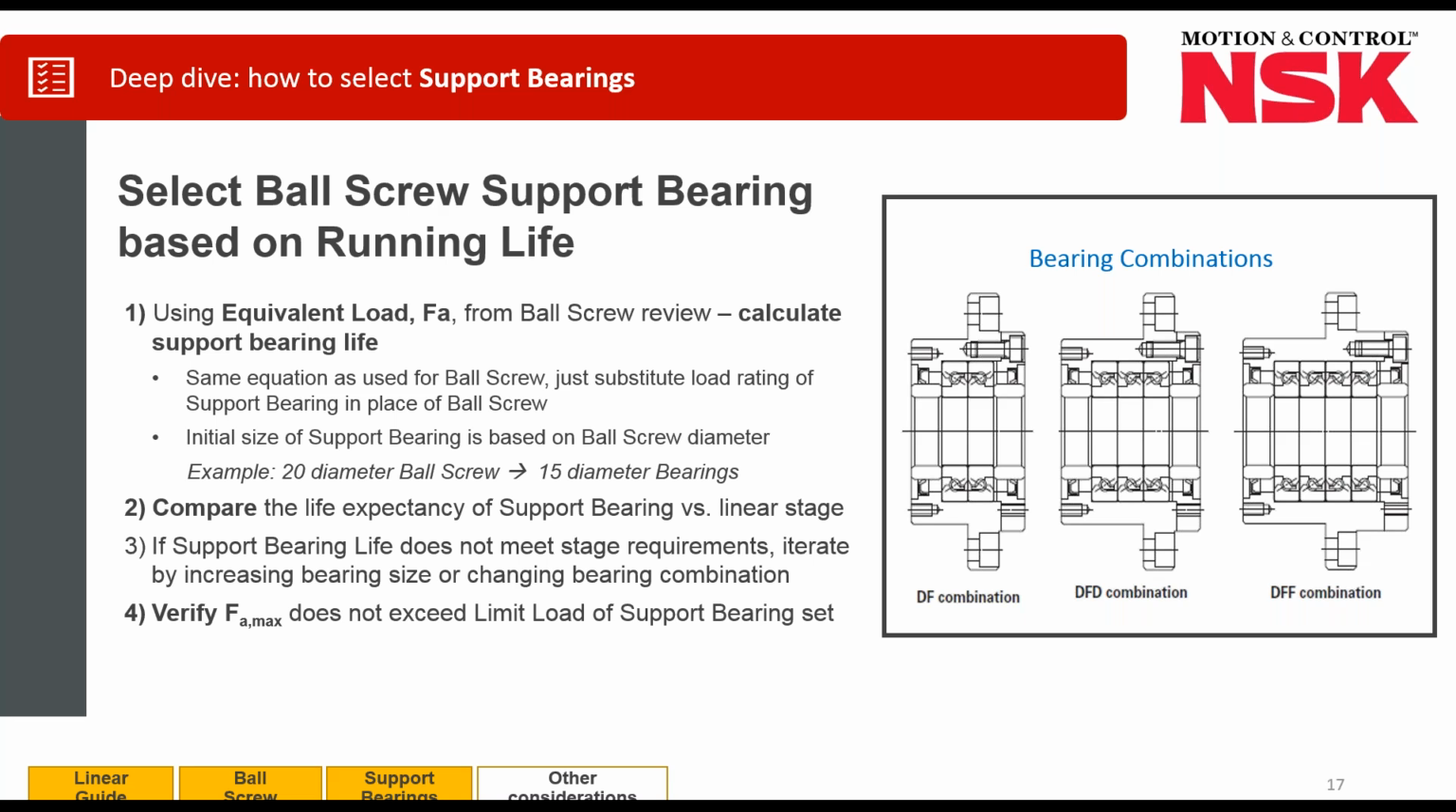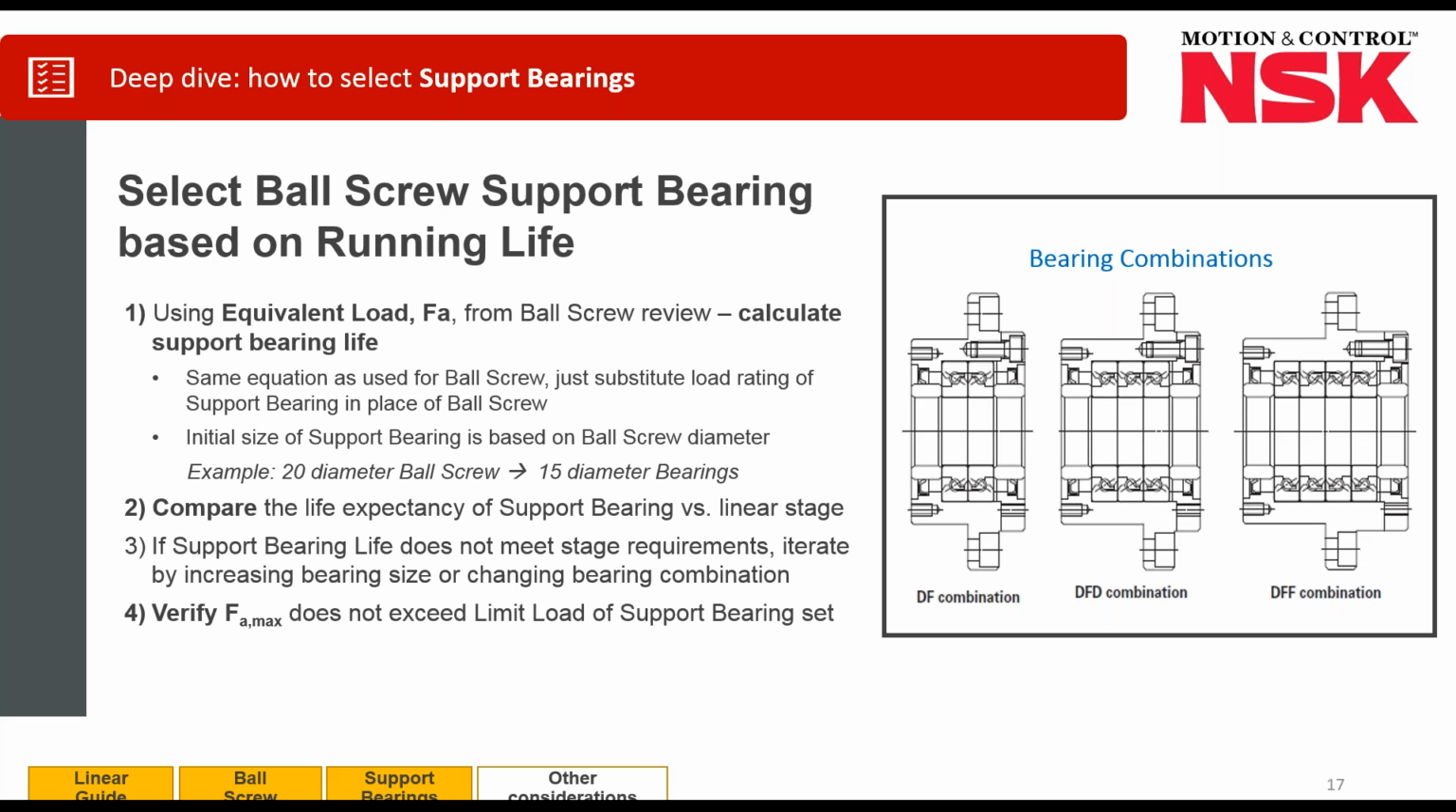So it's the same basic calculation, just that we substitute the load rating for the bearing in place of the ball screw. And traditionally, for support bearing sizing, we of course start with essentially one size smaller than the ball screw that we've selected in terms of diameter. So if we started off with a 20 diameter ball screw, we'd start out with a 15 diameter bearing. And then if we had to, we'd go from either a 2-bearing set to a 3-bearing set or a 4-bearing set based on what the support bearing life looks like.